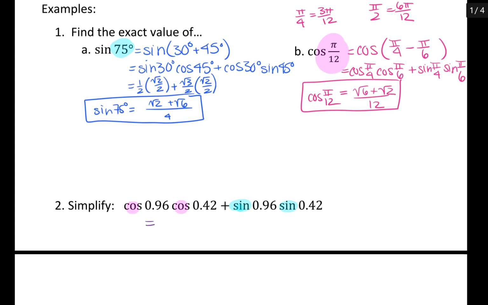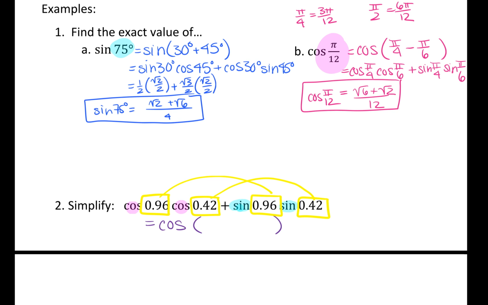So I'm going to put equals. So it's going to be the cosine of something. Okay, now I have to figure out if it's plus or minus. I also want to make sure that you guys recognize that the angles stay the same, right? 0.96 there, 0.96 here. And then we have the 0.42, and then we have the 0.42. So it's like, you know, X and Y, or U and V, or whatever you want to think about it. And then we decide if it's going to be plus or if it's going to be minus.